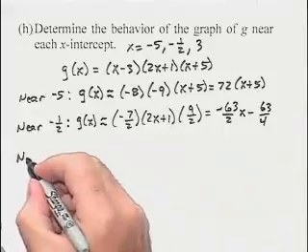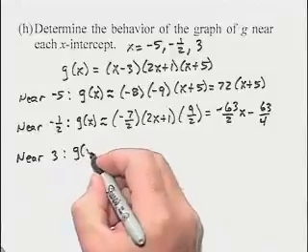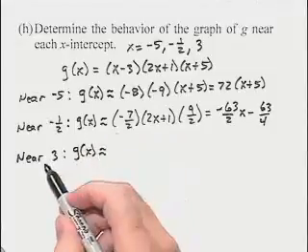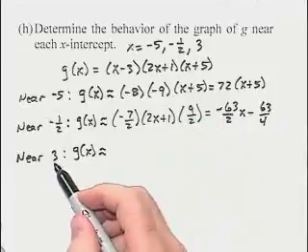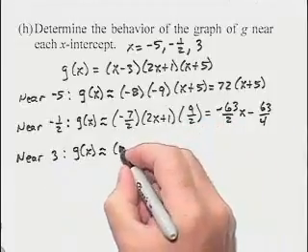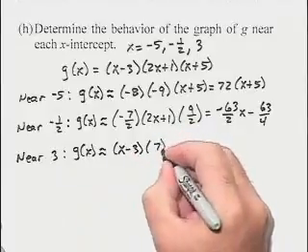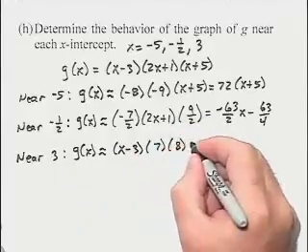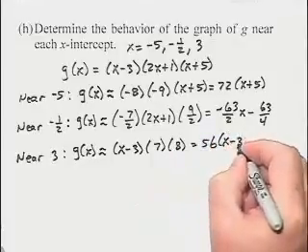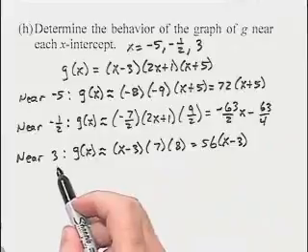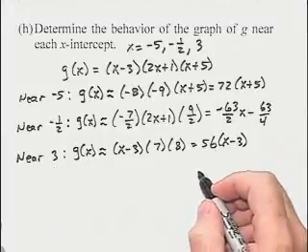And our last intercept was 3. So we look at the behavior near 3. Following the same procedure, we're going to let x equal 3 in the 2 factors that did not give us this x-intercept. So g of x will be roughly x minus 3 times 7 times 8, which is equal to 56 times x minus 3. So near 3, the graph of g will look like a line with slope 56.